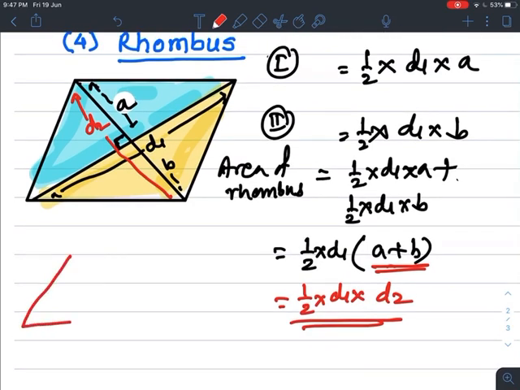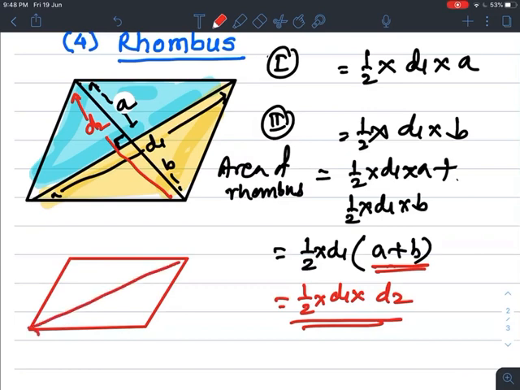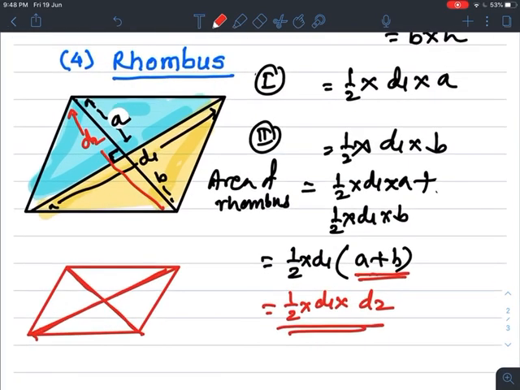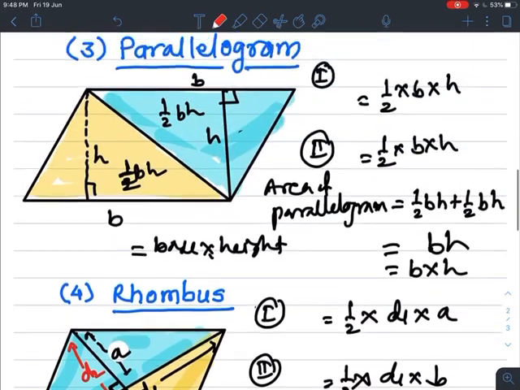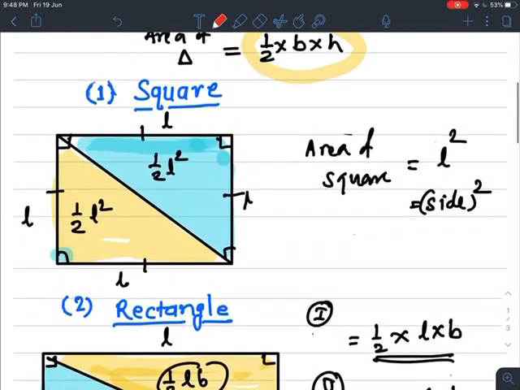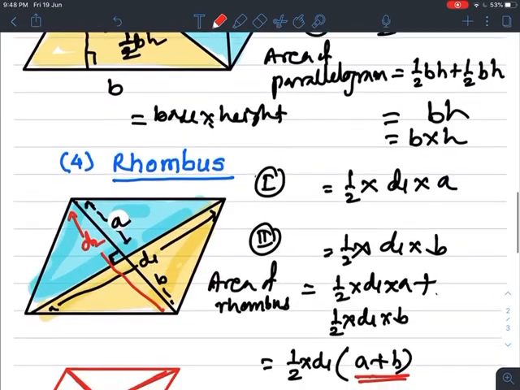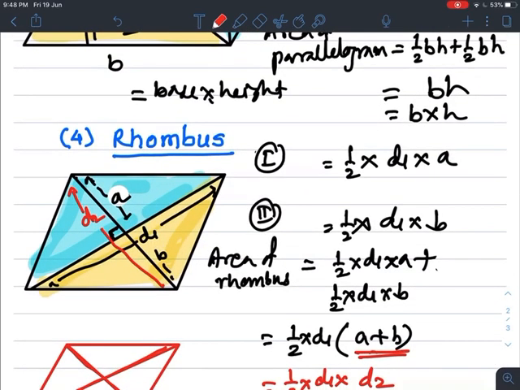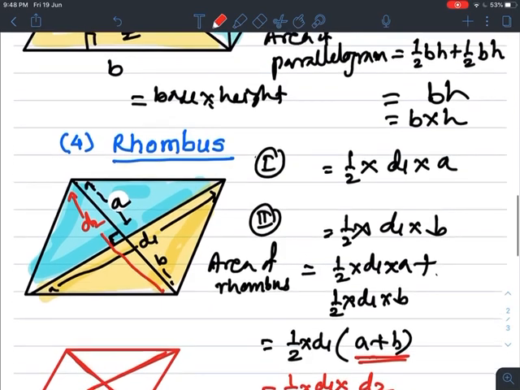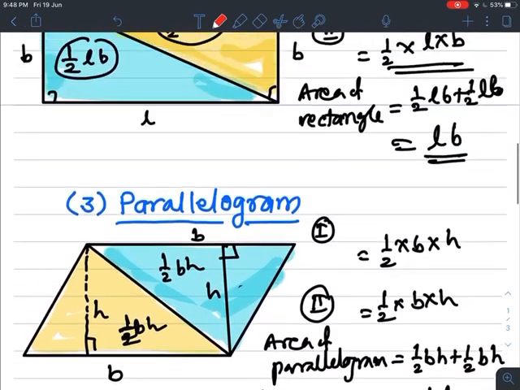If there is a rhombus, then we can draw its diagonal 1. This is diagonal 1. If this is diagonal 2, then the area of the rhombus will be diagonal 1 into diagonal 2, but we have to do half into diagonal 1 into diagonal 2. In this way we can find the area of any quadrilateral, because these 4 are important. The other, the kite as well as the trapezium, you can find the area of the trapezium as well as the area of the kite the same way.